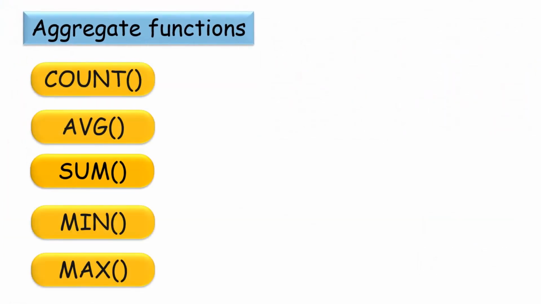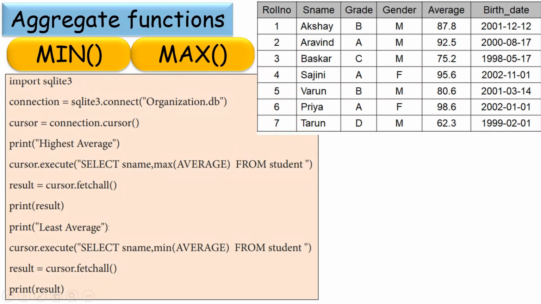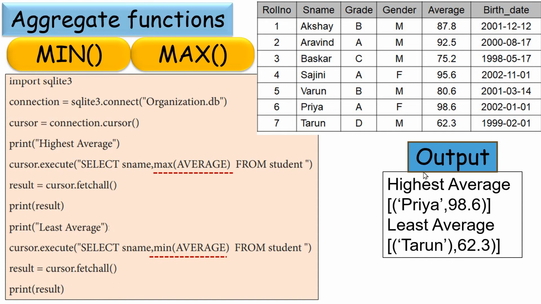Next are the min and max functions. Select sname, max of average from student. Similarly, select sname, min of average from student. The maximum value of the average column is 98.6 and the minimum value of the average column is 62.3. So this will be the output of this example. Highest average, Priya, 98.6. Least average, Tarun, 62.3.